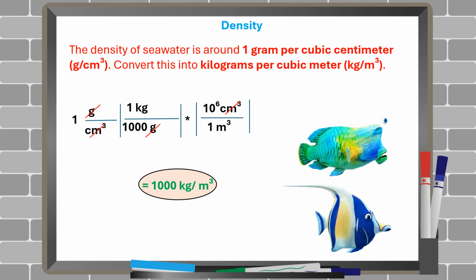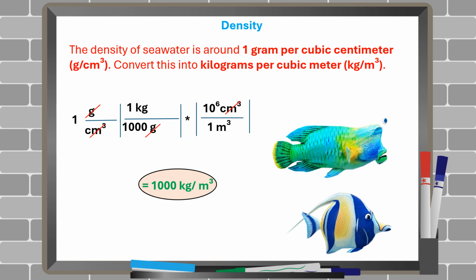Did you know that seawater is denser than fresh water? That's because seawater has about 3.5% dissolved salts, mostly sodium chloride. These extra particles increase the mass of the water without significantly increasing its volume, making it denser than fresh water. That's why you float more easily in the ocean.